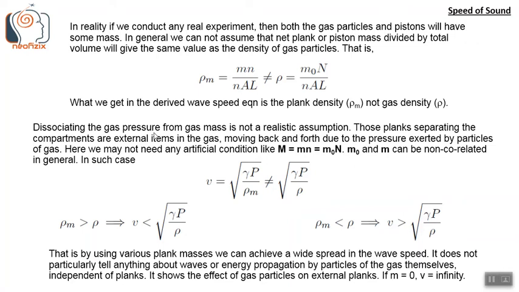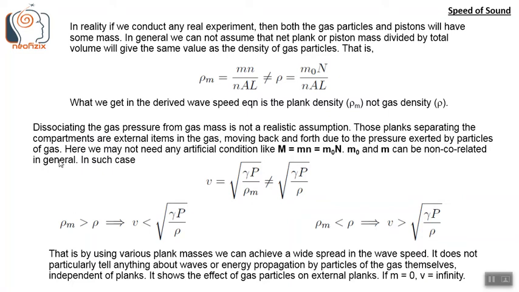So dissociating the gas pressure from the gas mass is not a realistic assumption. Those Plancks separating the compartments are external items in the gas. They are moving back and forth due to the pressure exerted by the particles of the gas on them. So we cannot just ignore the mass of the gas because they are the ones exerting the pressure. The mass is responsible for that.